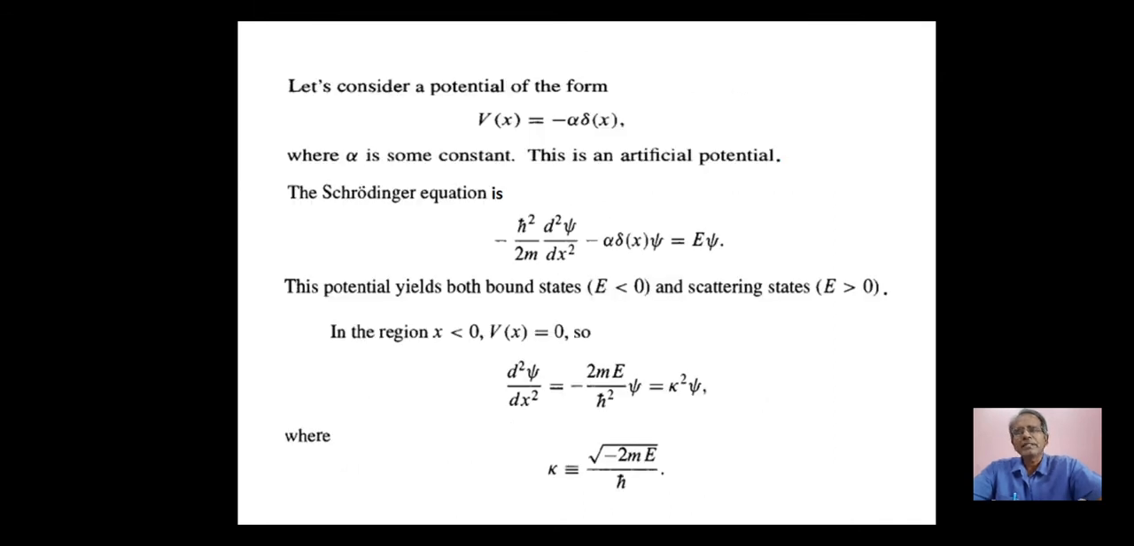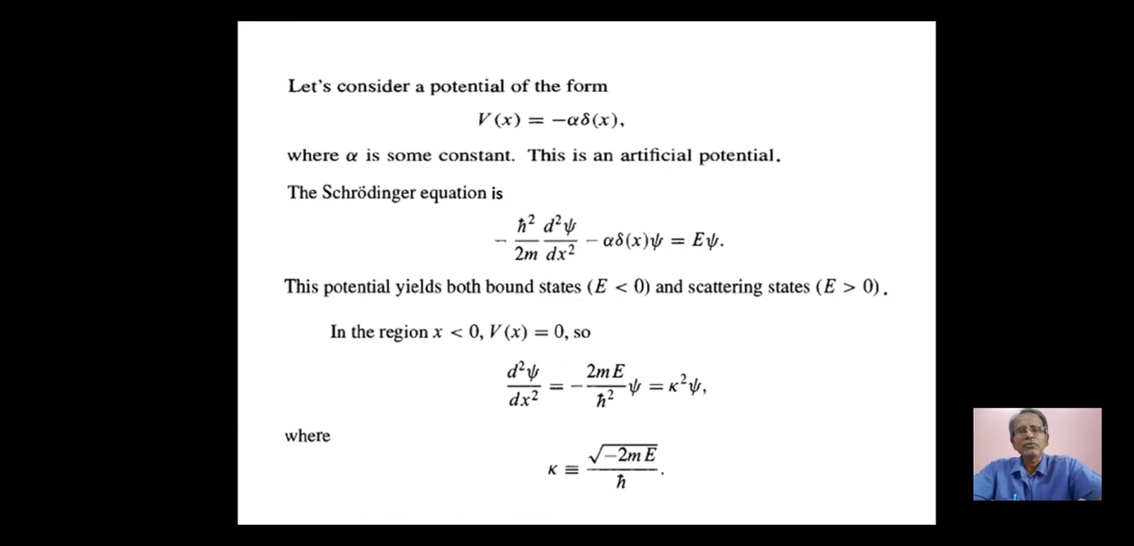Let's consider an artificial potential V(x) = −α δ(x), where α is some constant. The one-dimensional time-independent Schrödinger equation is −ħ²/2m d²ψ/dx² − α δ(x) ψ = Eψ. For E less than 0, we have bound states, and for E greater than 0, we have scattering states. Let's first consider the bound state for which E is less than 0.